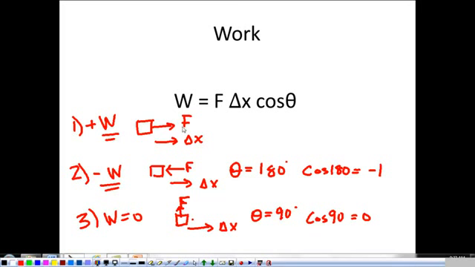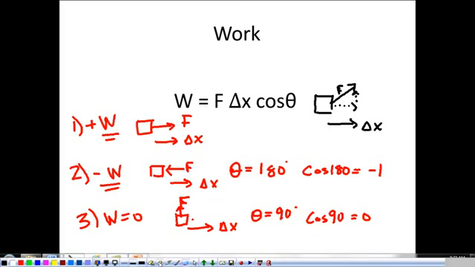So we get positive work when our force is in the direction of the displacement. We get negative work when the force is opposite the direction of the displacement. We get 0 work when the force is not in the direction of the displacement at all. And we have to use this cosine theta to show us all of that. Along the way, if we run into a force that is partially in the direction of our displacement and partially not, we only use the part of that force that's doing work. We don't care about this other part. We just care about the part that's doing work.